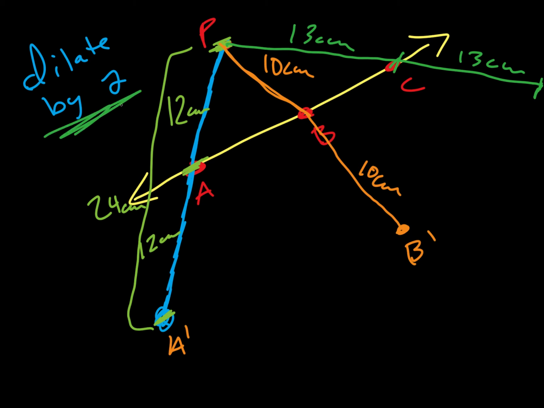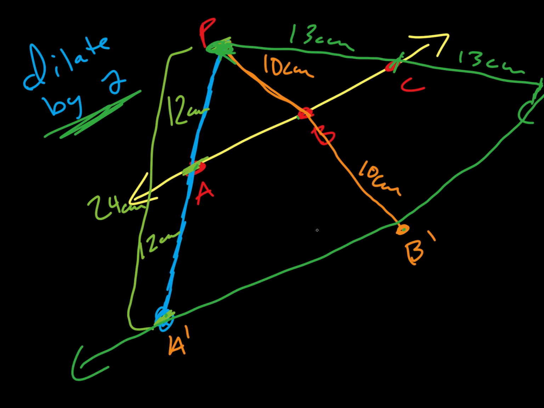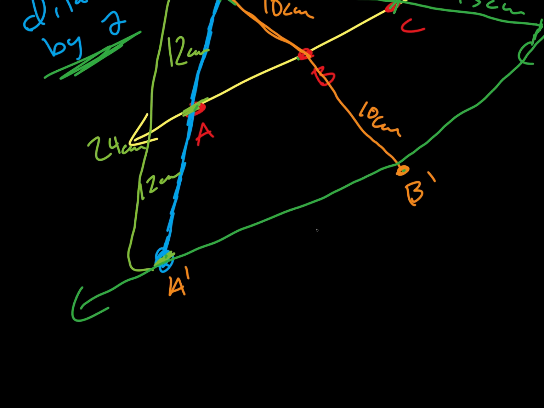Once again, we're dilating by a factor of 2, so we're going to go twice as far. So from P to A, now we go P to A prime, which is twice as far. P to B prime, twice as far, and then P to C prime, which is twice as far. And if you do it correctly and you use a ruler, you should be able to draw a line that goes straight through all those points. Once again, I know that looks like garbage, but that's how you do it.